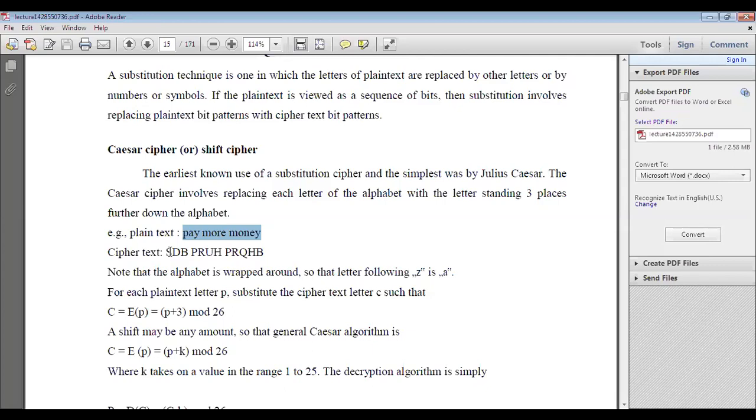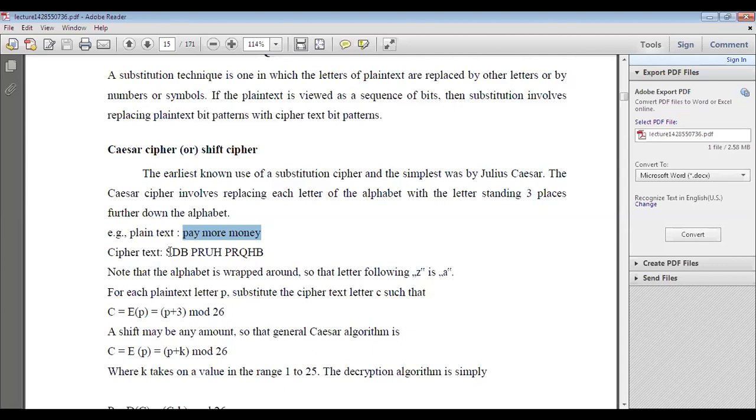So for example, I want to replace the characters with the character three places after. For example, I want to replace the character A with the character after three places. So after A you get B, C, D.